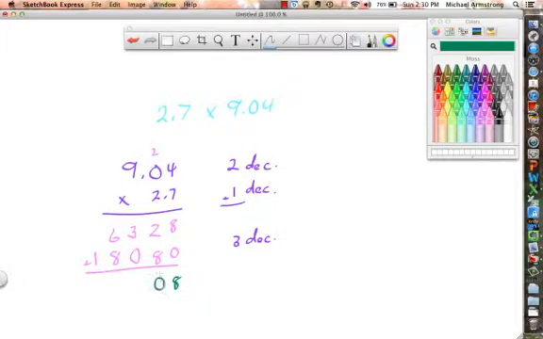8. 8 plus 2 is 10. So I've got to carry that 1. And I got 4, 14. Carry that 1, 2. Okay, and then I'm going to come over and put my decimal over here. I'm going to hold these 3 places out. It matches these 3 decimal places.